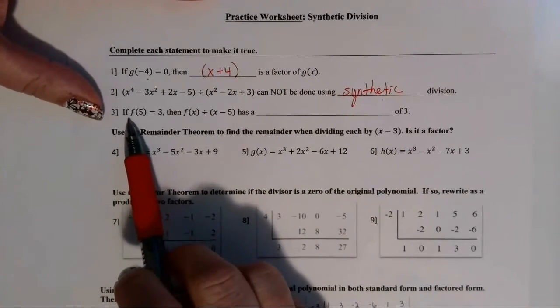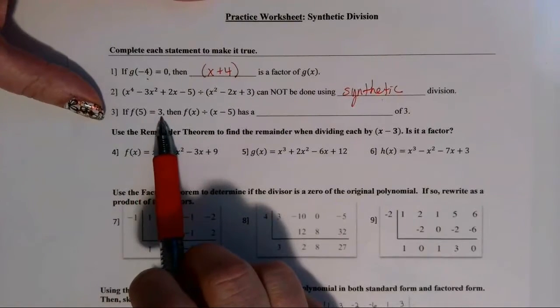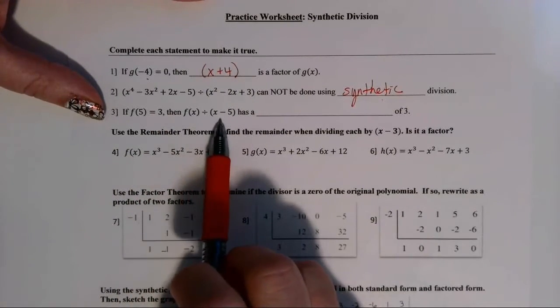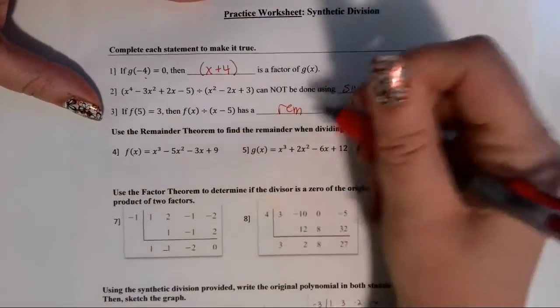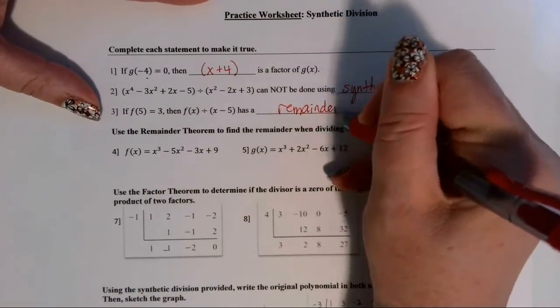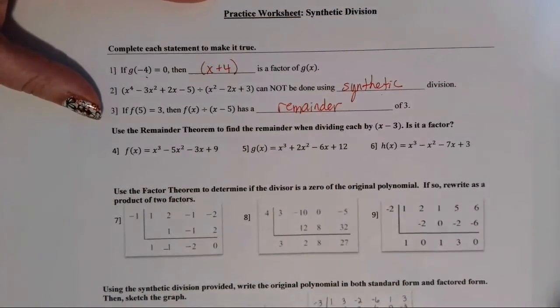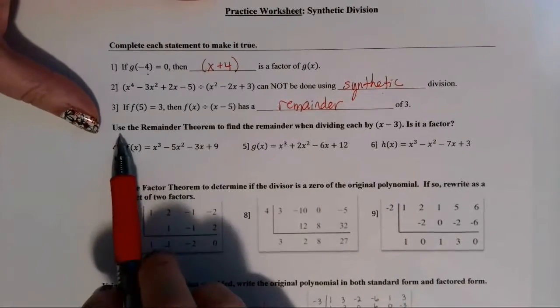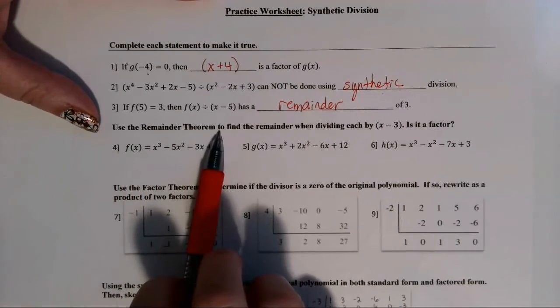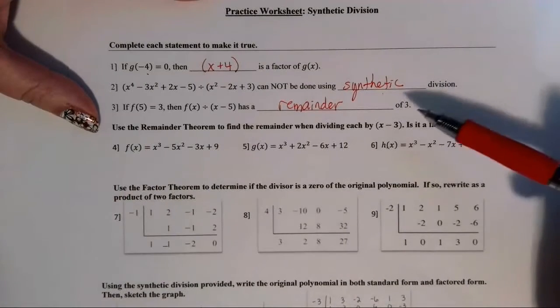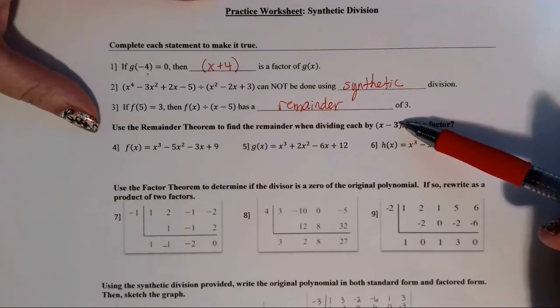Number 3, if f of 5 is equal to 3, then f of x divided by x minus 5 has a remainder of 3, right? That's our remainder theorem. Okay, now numbers 4, 5, and 6, we're asked to use that remainder theorem to find the remainder when dividing each by x minus 3.